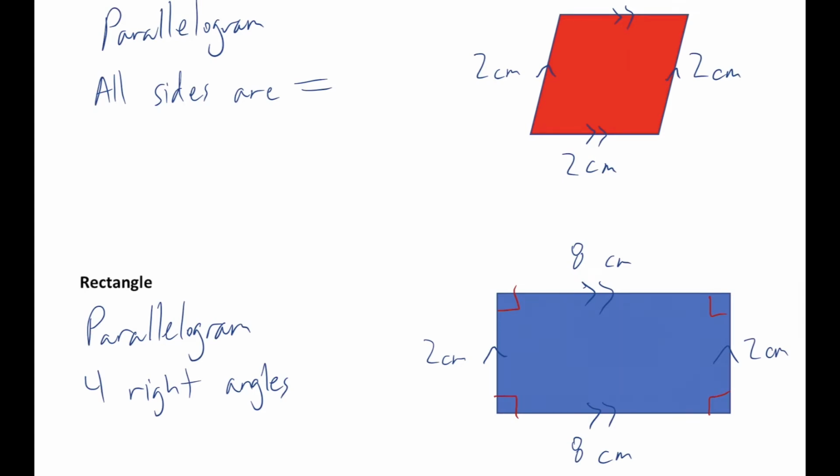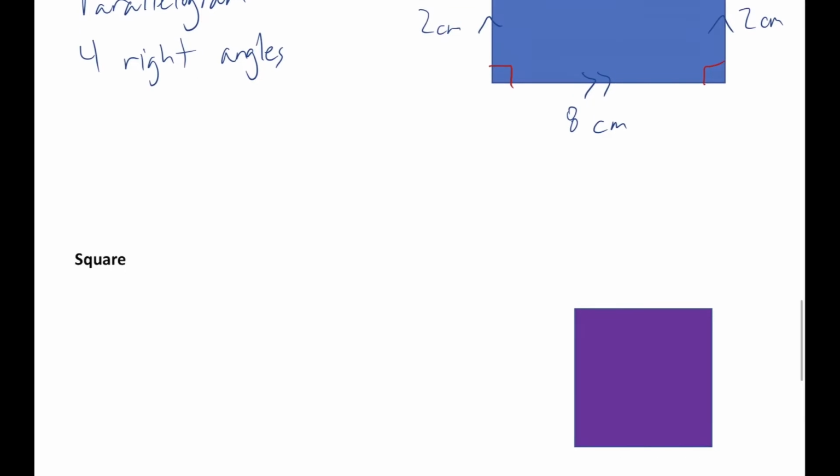Now, we're going to look at a third type, which is the square. The square is a quadrilateral, has 4 sides. The square is a parallelogram. And so, because it's a parallelogram, I know that my opposite sides are parallel.